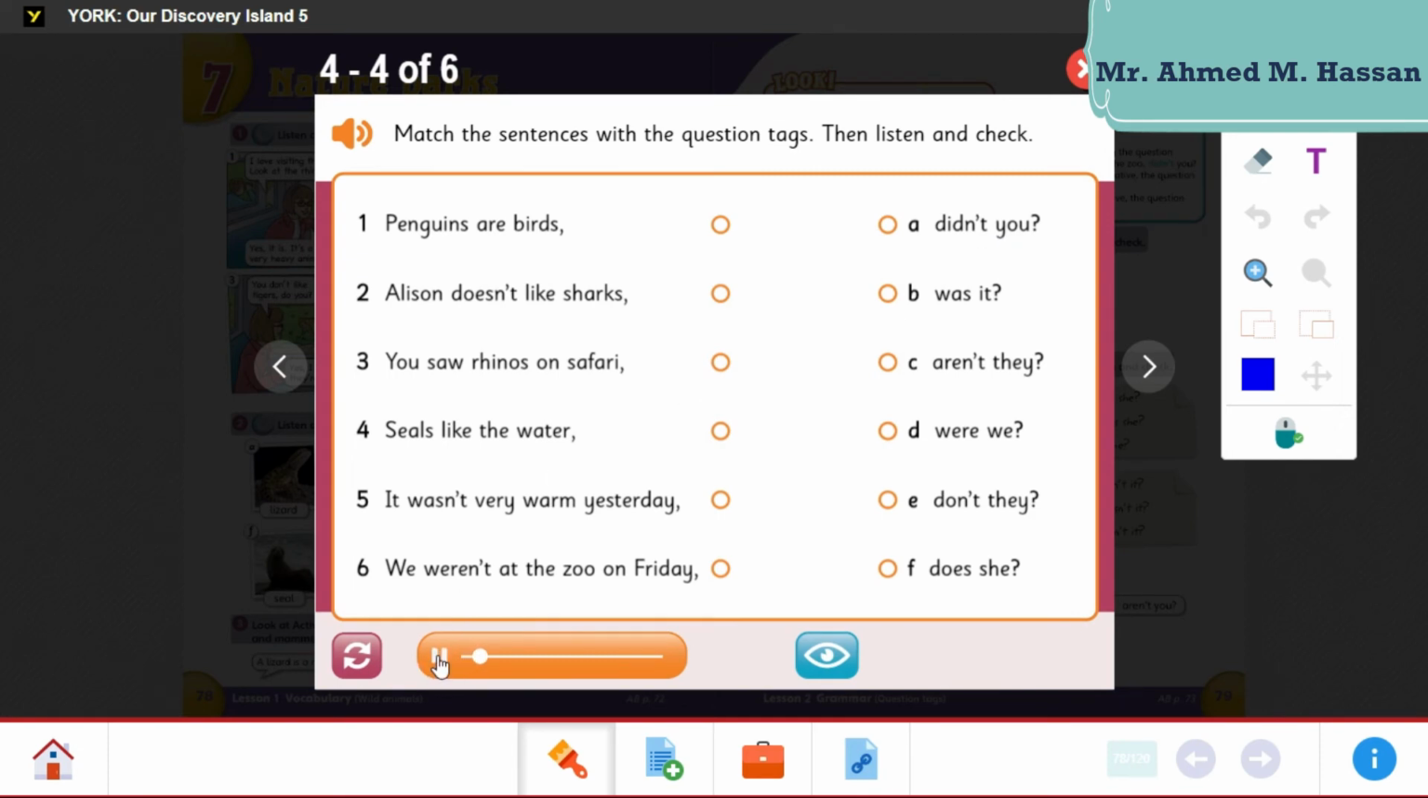One. Penguins are birds, aren't they? 2. Alison doesn't like sharks, does she? 3. You saw rhinos on safari, didn't you? 4. Seals like the water, don't they? 5. It wasn't very warm yesterday, was it? 6. We weren't at the zoo on Friday, were we?